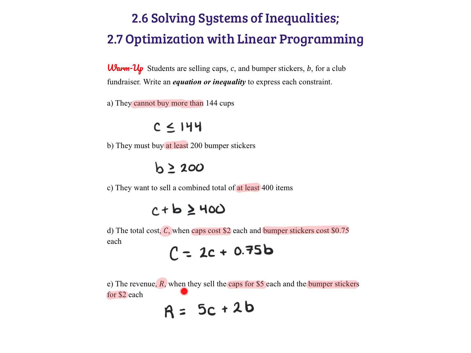And then these two are just simple equations because it's just modeling what the cost or revenue is actually equal to. And notice we're multiplying the cost per item by the number of items, which is C and B. And for revenue, it would be the selling price per item times the number of items they sell.